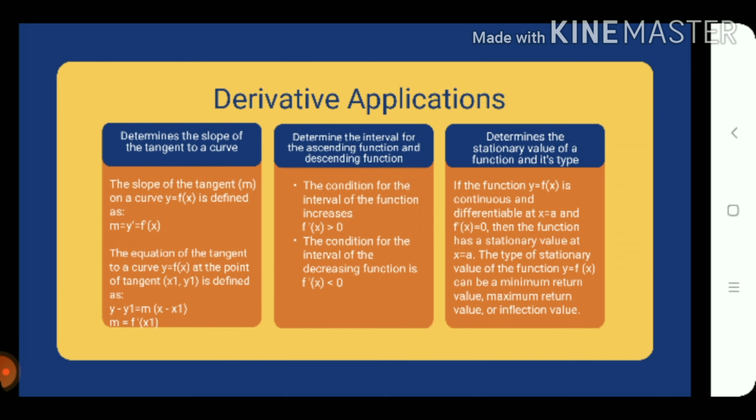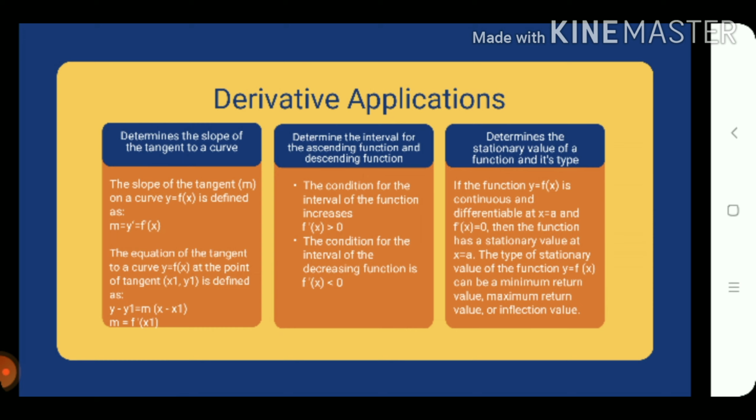Derivative applications determine the slope of the tangent to a curve. The slope of the tangent m on a curve y = f(x) is defined as m = y' = f'(x).